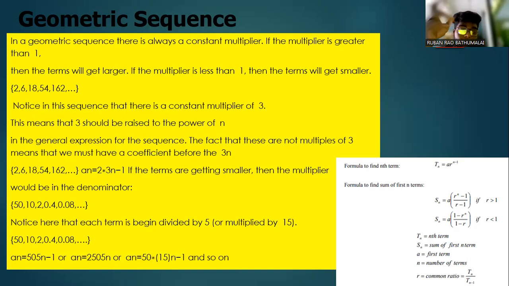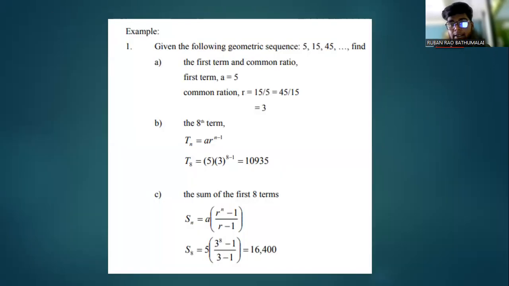So an = 50(1/5)^(n-1), or an = 250(1/5)^n, or an = 5 times (1/5)^(n-1), and so on. Those are the geometric sequences.